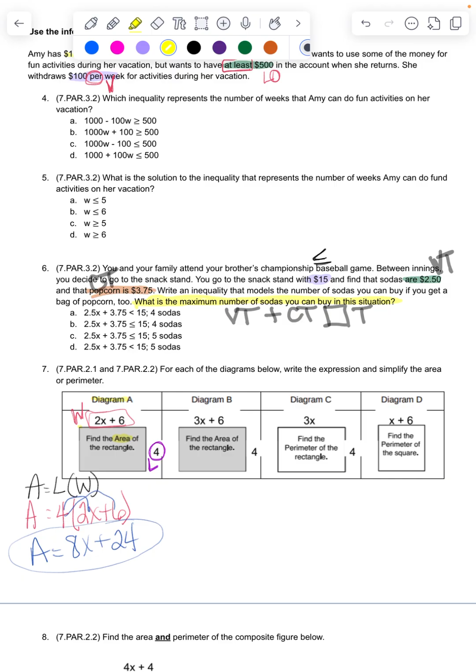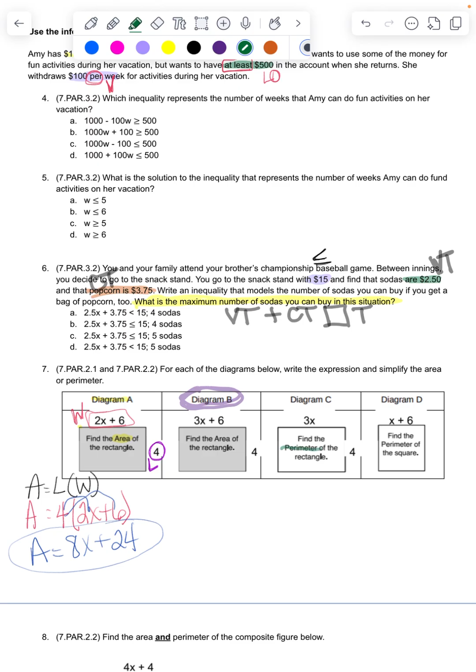Diagram B, you're going to set it up exactly like diagram A. I may do both of these last ones, we'll see. So this one is asking you for the area, and you're going to do this one all by yourself. I'm not going to give you any help on this one. You're doing that one just like the one I just did. Diagram C is asking for the perimeter.